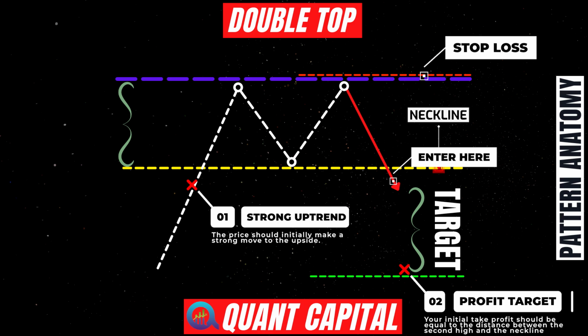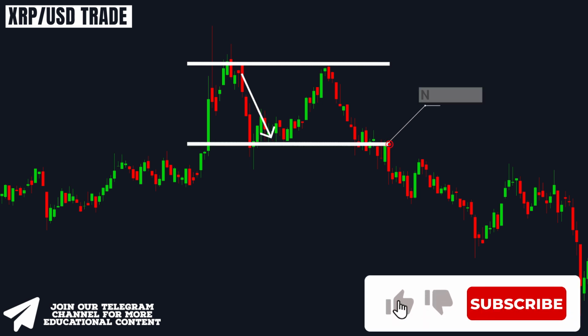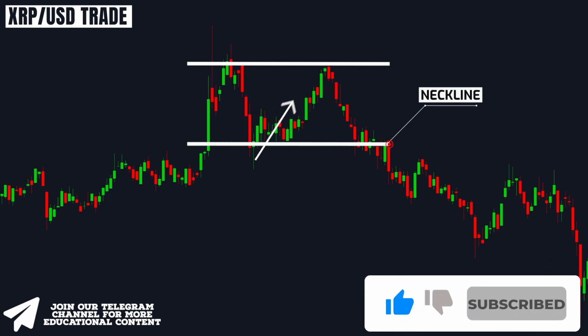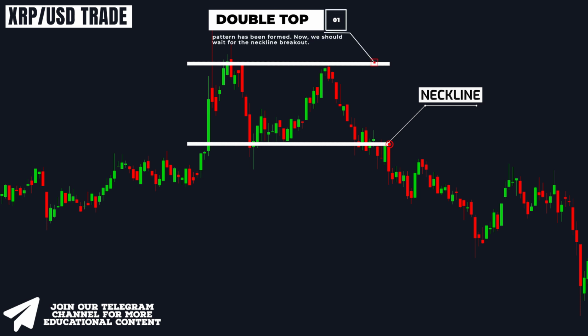Let's see it in an example. Here's Ripple, and we have a moving uptrend right here. However, the price approaches the key resistance at this point and pulls back to the support, forming a neckline right here. As you can see, the price moves up once again, forming another swing high right here. So, our double top pattern has been completed. As for now, we should wait for the neckline break to enter the trade short. And here it is. So we can enter the trade right here, placing a stop loss above the second high and targeting the respective distance between the high and neckline. And as you see, the price dropped significantly.